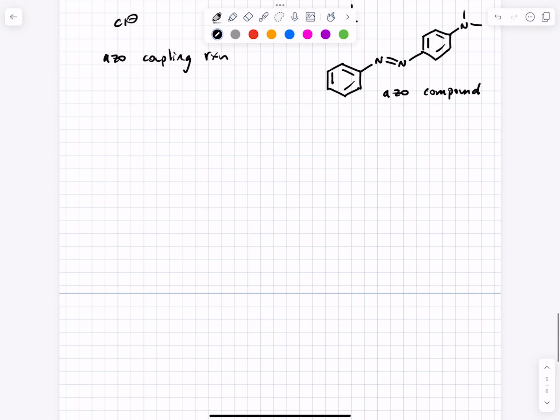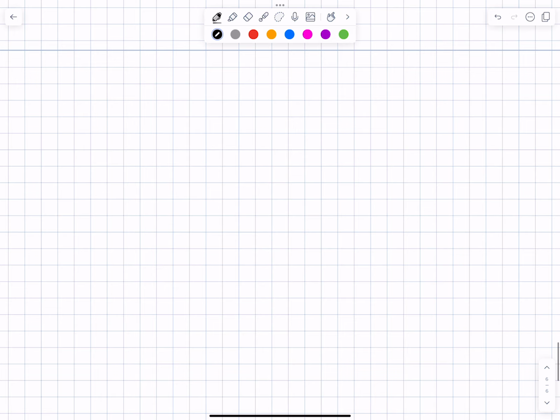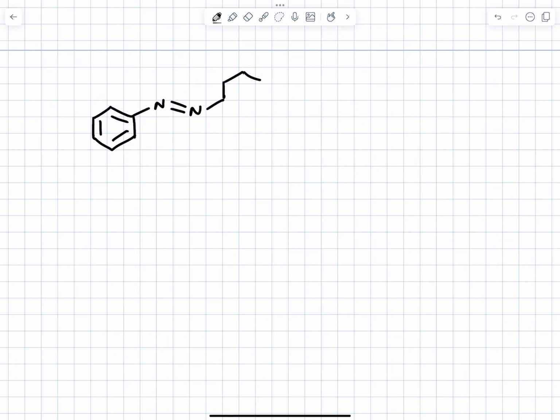So supposing your target is this. It's an azo compound. And supposing you want a nitro group here, and I'm going to make this even more bad, a methoxy group here.